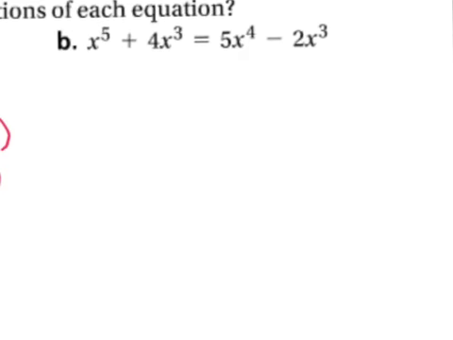And then we have problem B. Get everything on the same side of the equation. And make sure you combine your like terms of x cubed there.